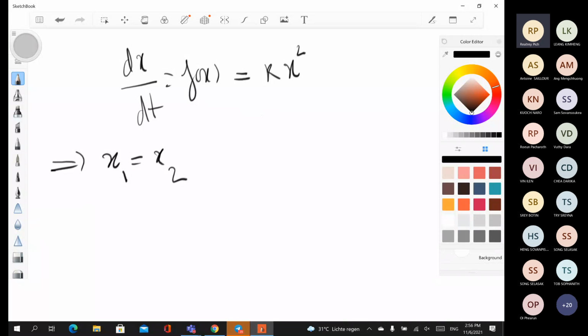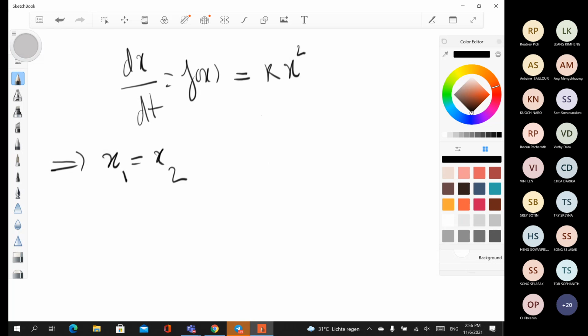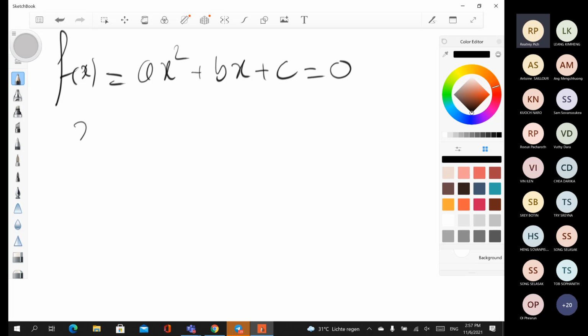For example, when we talk about a 2-degree equation, okay, let me assume the other thing. Sorry, cancel. So when I talk about ax squared plus bx plus c equal to 0, when we have f(x) equals something like this, it means that we have x1 and x2, right? Yes.